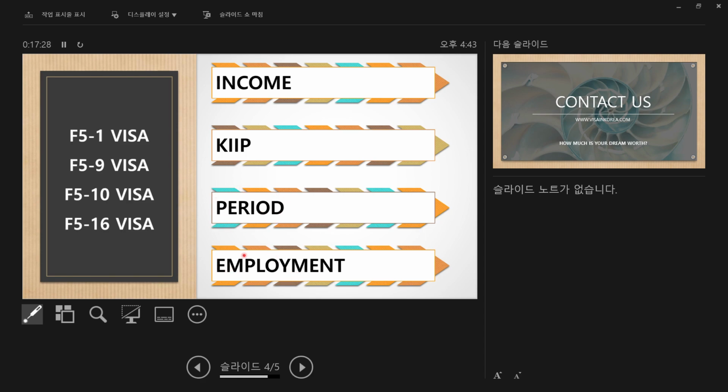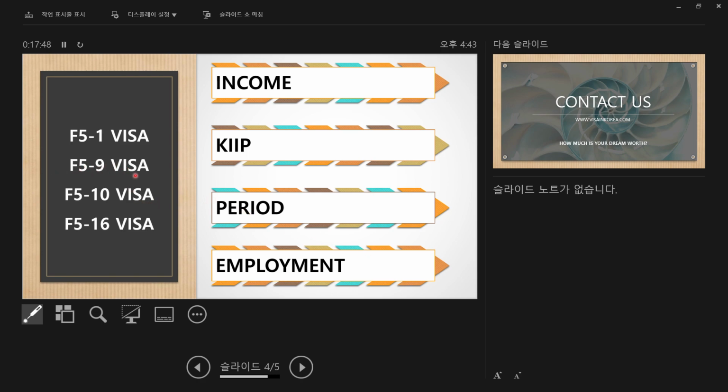And the employment time doesn't matter for the F5-1 and the regular worker. It doesn't matter if you find 2 jobs and work for 2 companies or 3 companies, or run your own business with the F2-7. It doesn't matter about your employment time. Get it?